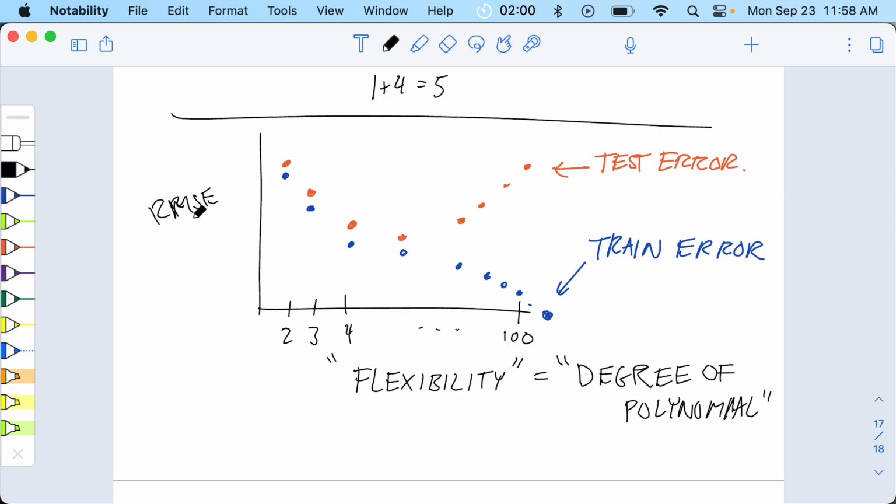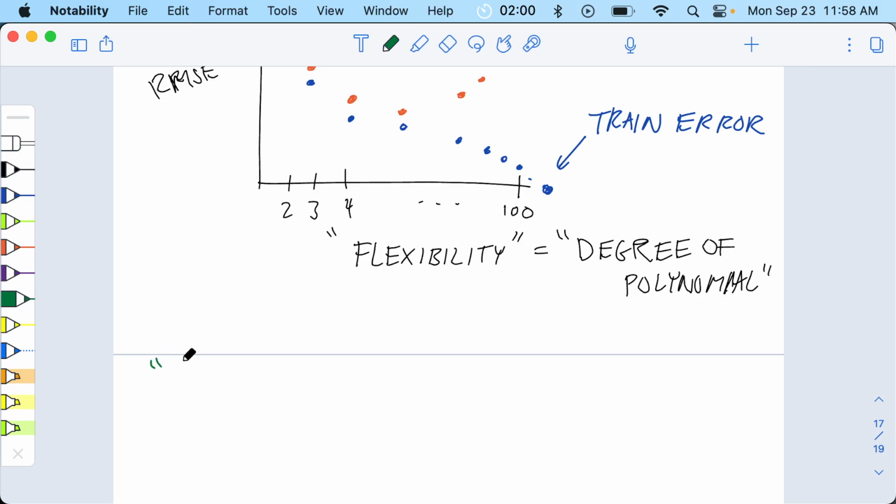I'll add one more buzzword to the thing, which is the generalization error.